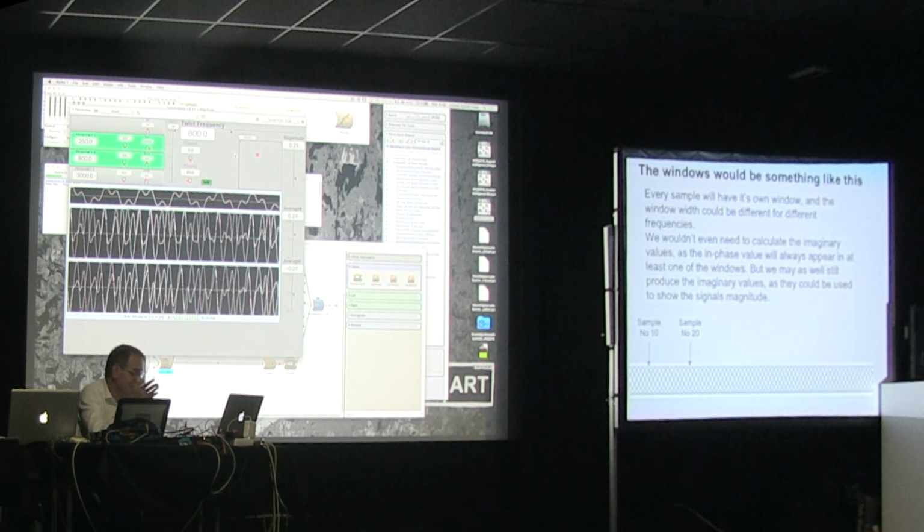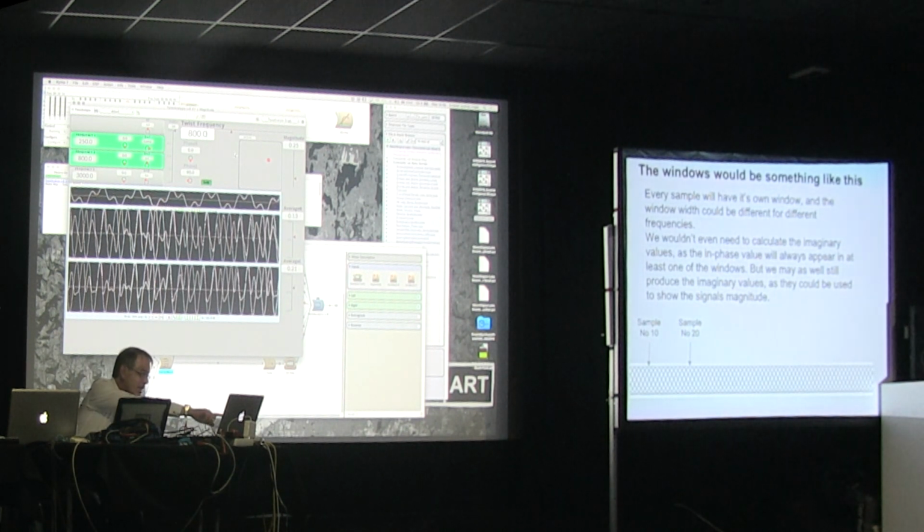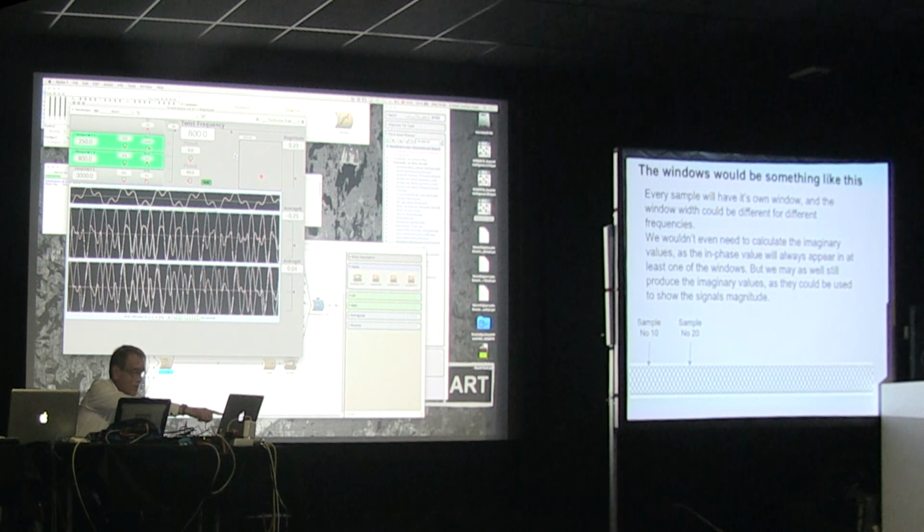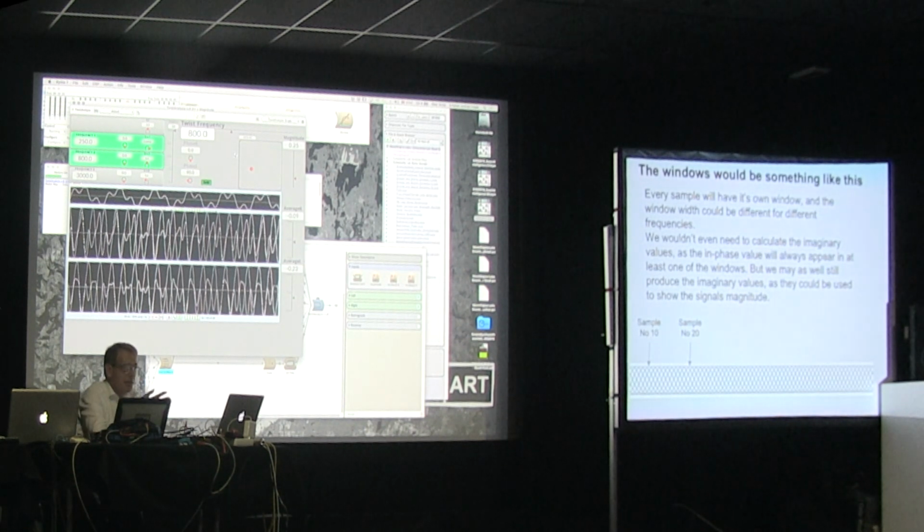Similarly here, this is the same thing with the windows. There's basically sample number 10 and sample number 20. You can see that those windows are going to overlap. So it's going to be really smeared, right?